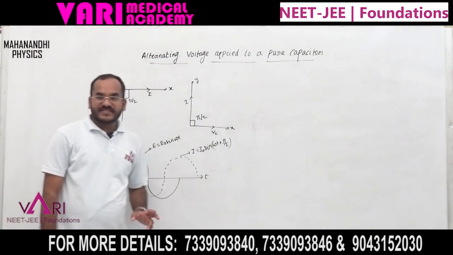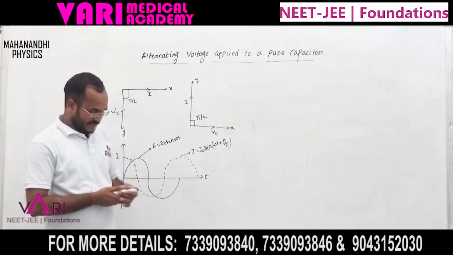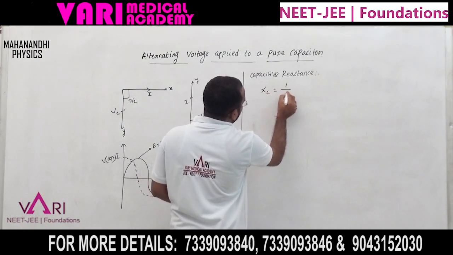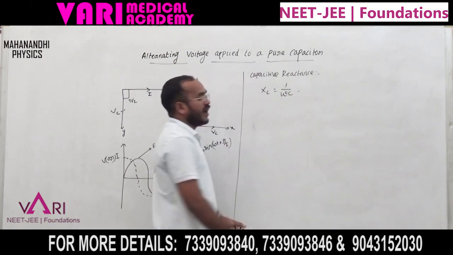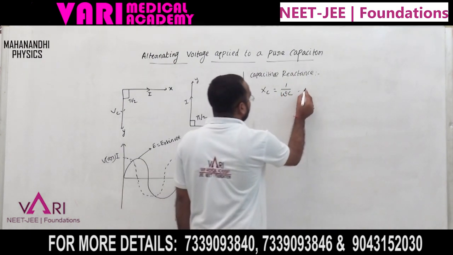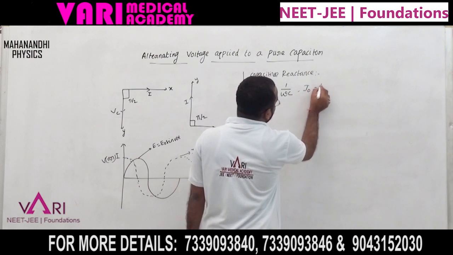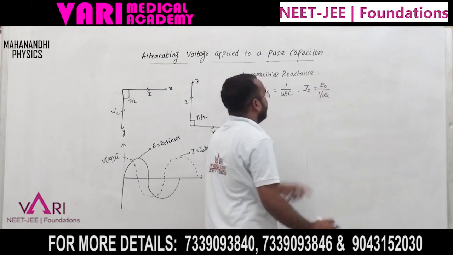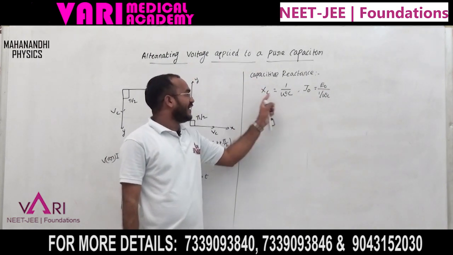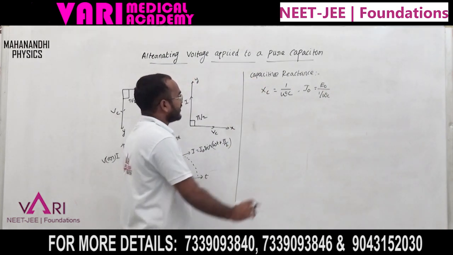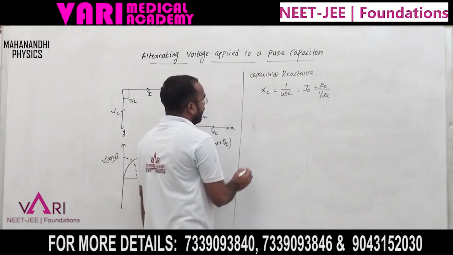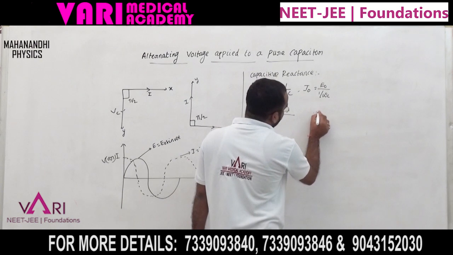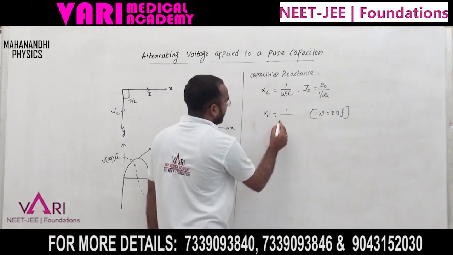But what is the explanation of the capacitive reactance? Capacitive reactance is XC equal to 1 by omega C. Why? Because we already know I naught equal to E naught by 1 by omega C, and this 1 by omega C is XC. Now XC equal to 1 by omega C, where omega is replaced by 2 pi f.